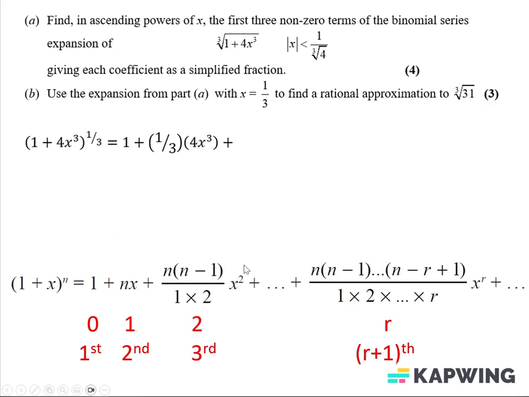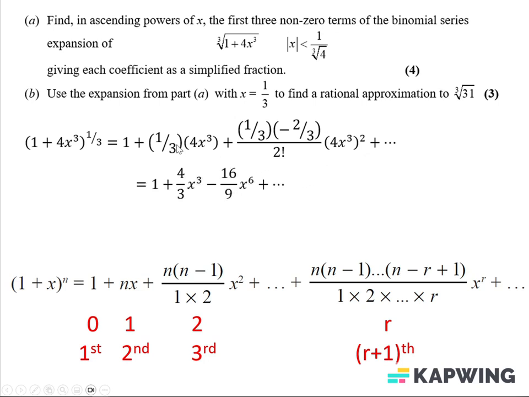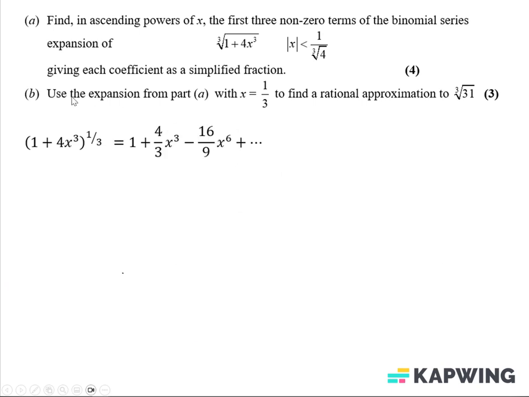So sticking it in, we've got 1 plus n times the x, and our x is 4x cubed, then n minus 1 over 2 factorial, and I've got 4x cubed all squared. But it only wants the first 3 non-zero terms, so that'll do. If we just simplify it now, I've got 4/3 x cubed here, and this comes out to be minus 16 over 9 x to the power of 6.